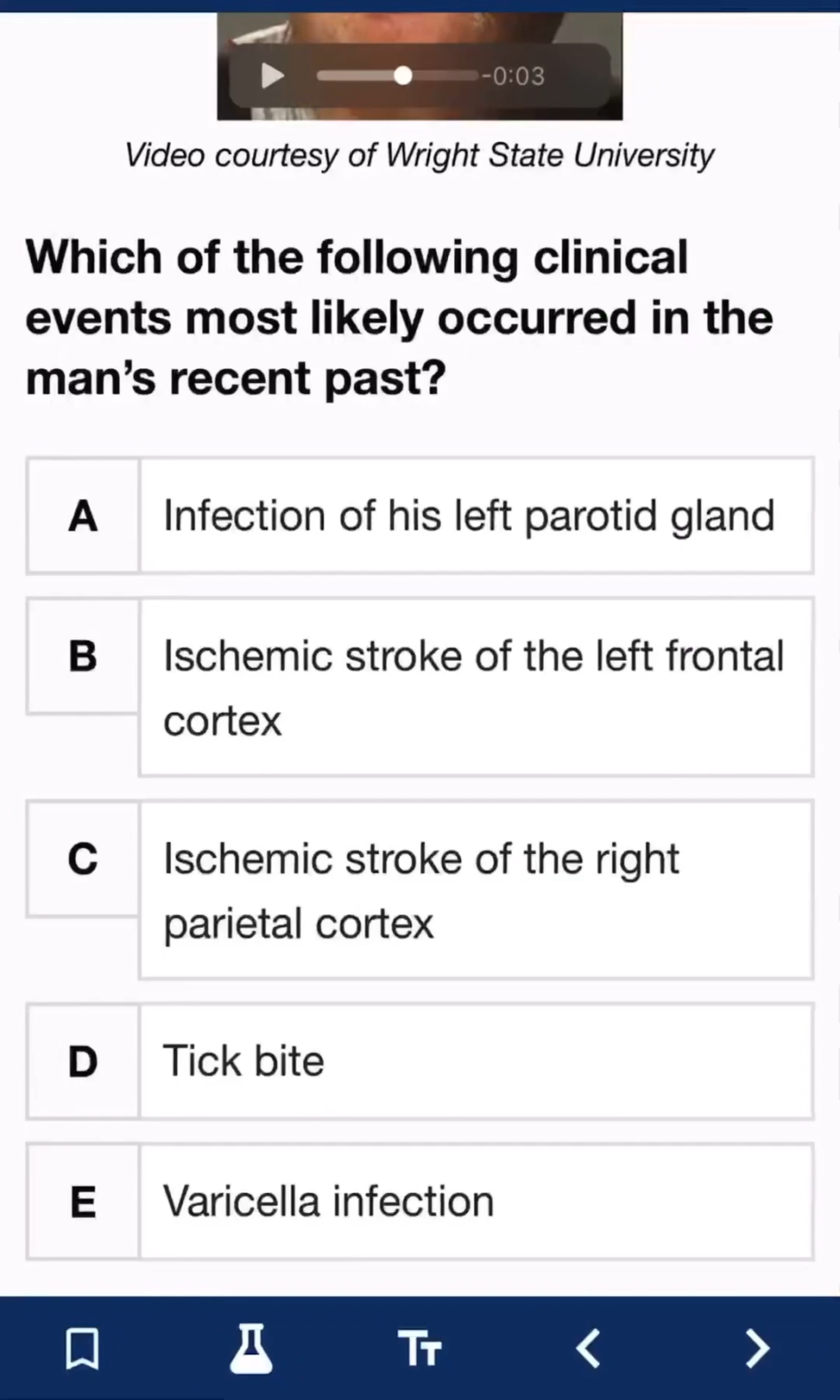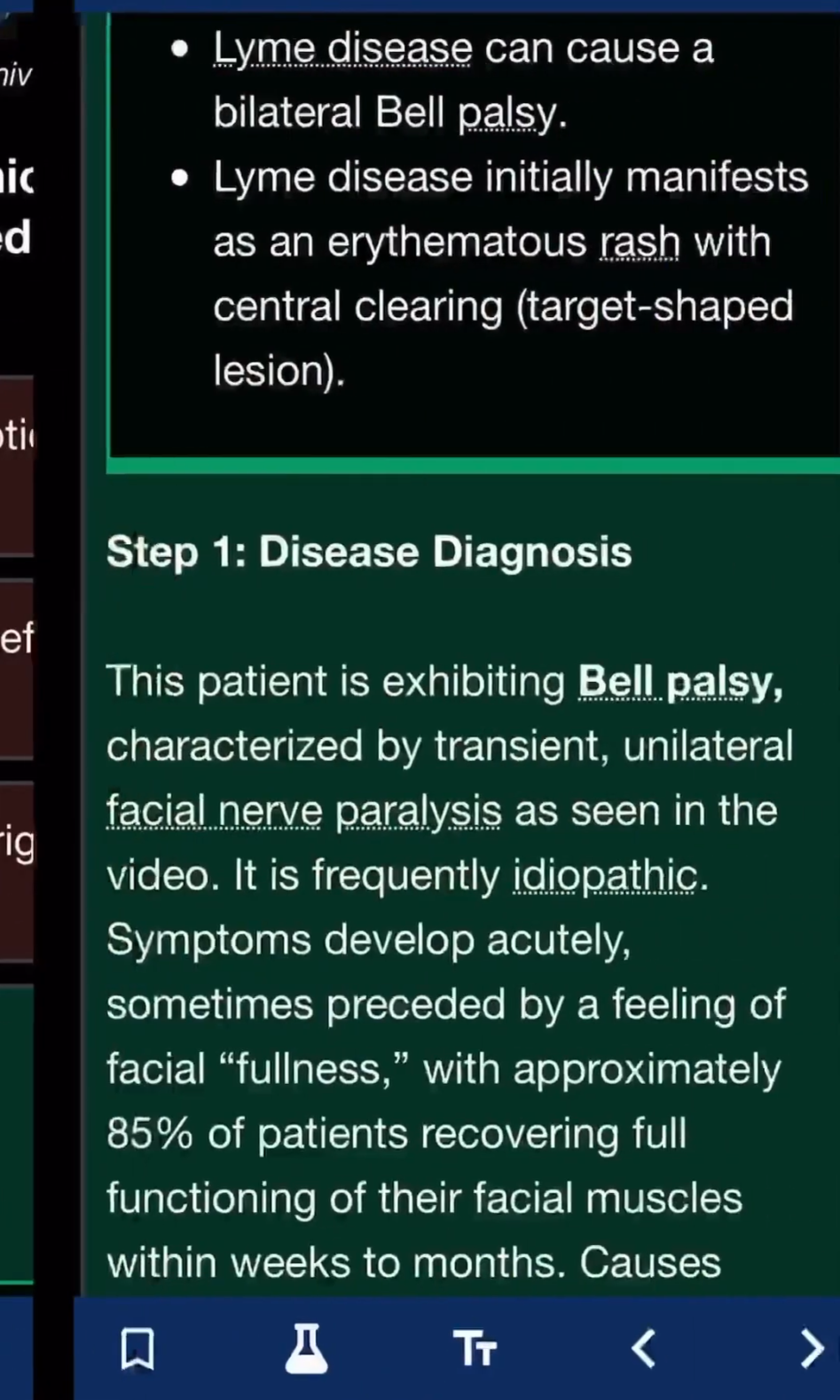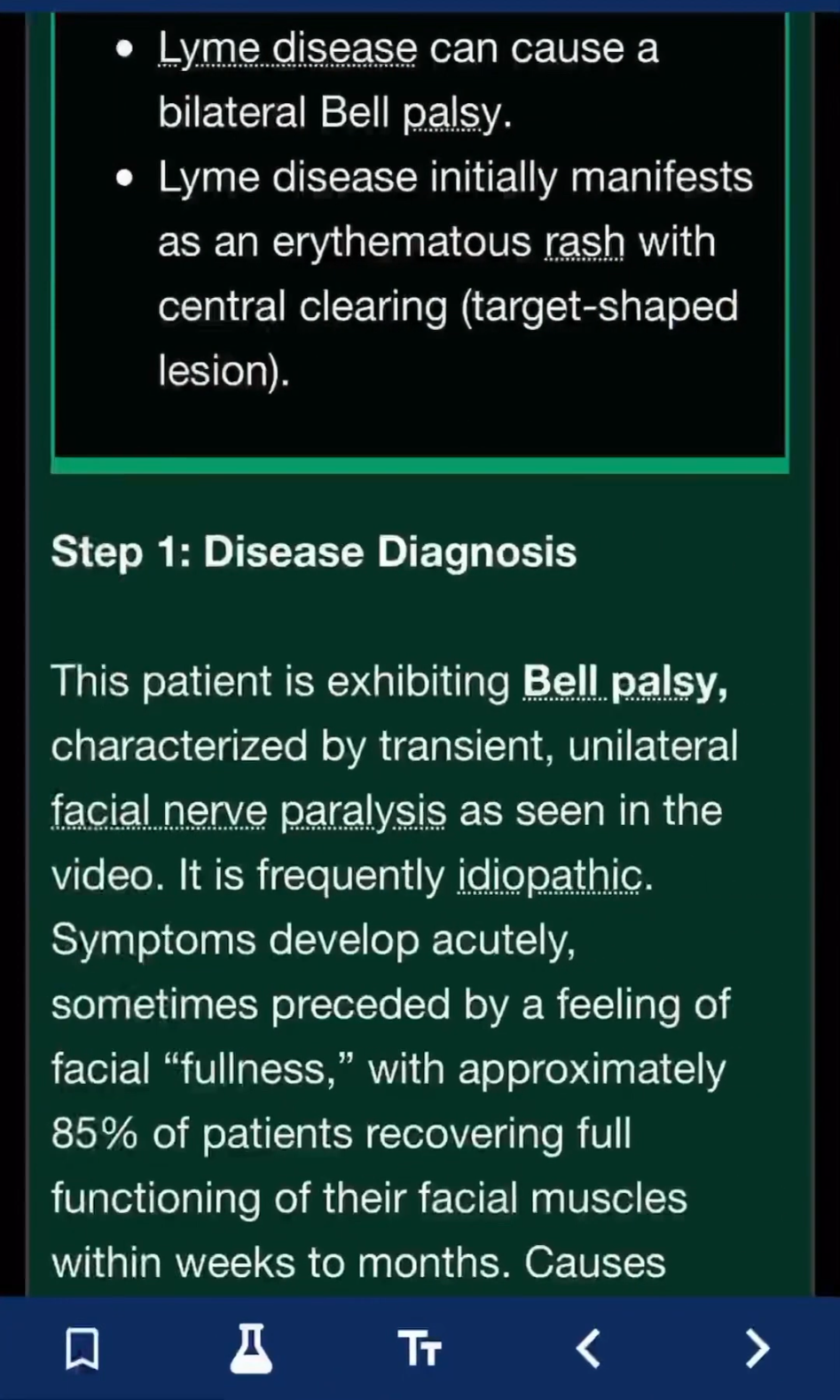Okay, so this is not option A, infection of the left parotid gland. It's neither option B, ischemic stroke of the parietal cortex. No, a varicella infection. So that is option D, a tick bite. That's Lyme disease. It causes what? Bilateral Bell's palsy. Initially, it starts with what we call the bull's-eye rash, an erythematous rash with central clearing.